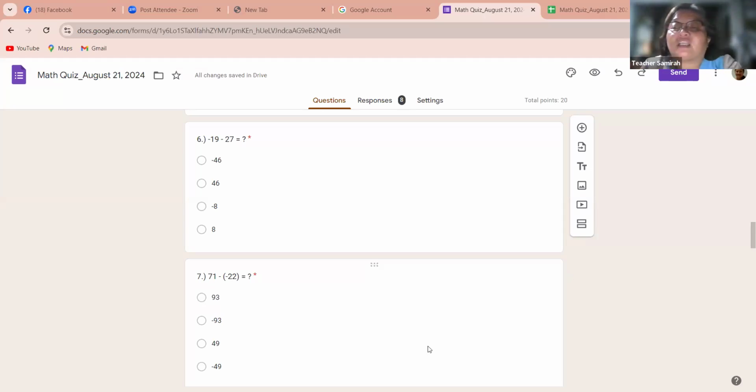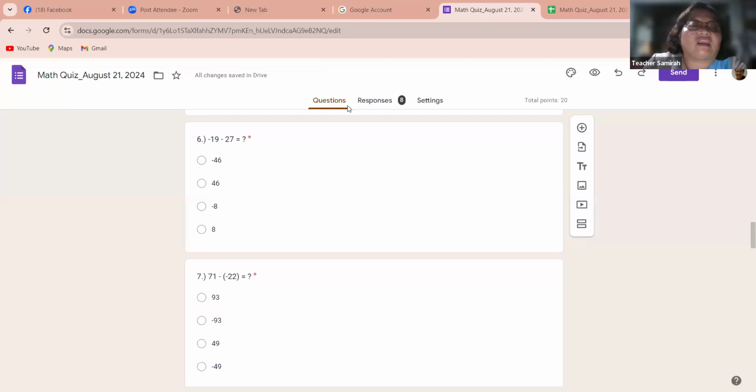Okay, take note about that: same, change, change. So the first integer will be the same. The sign will be changed. The subtraction sign will become an addition sign. And then the sign of the second integer will also be changed. Since it is a positive integer, we are going to change it into a negative integer.